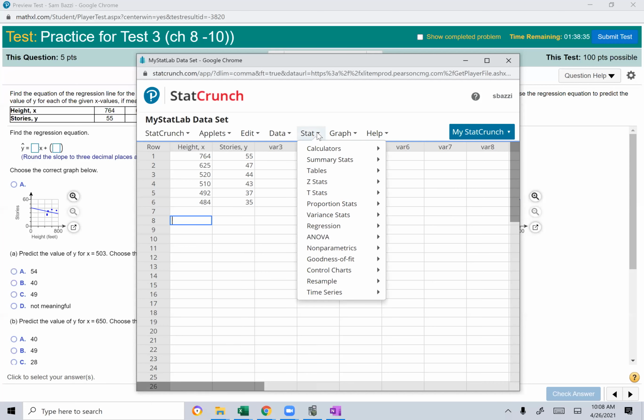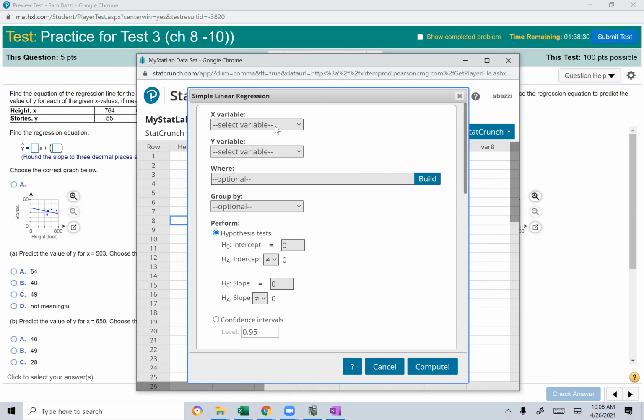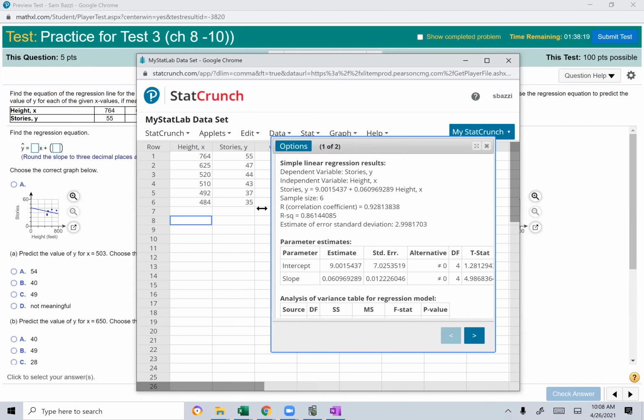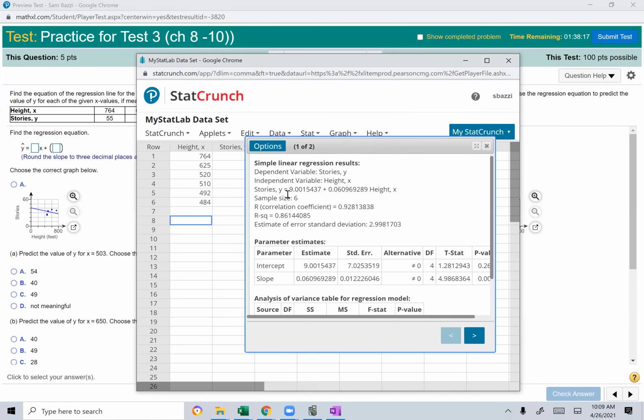Okay, guys, so again, Stat, Regression, Simple Linear. The X variable is the heights. The Y variable is the stories. And just compute. And here's the equation, guys. Y equals 9.0015 plus 0.06x.